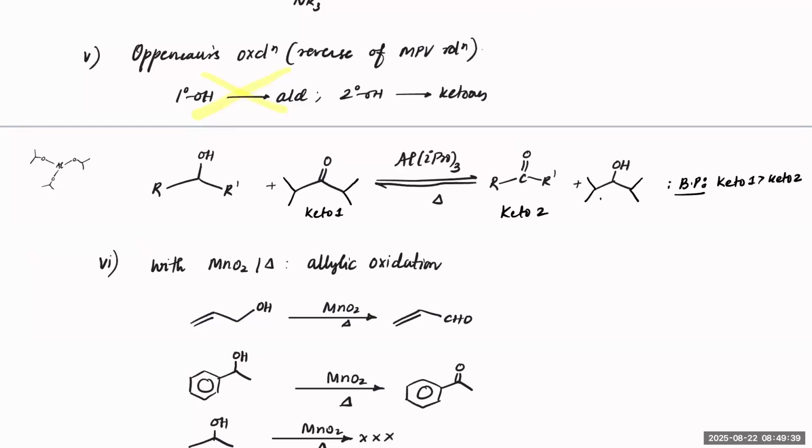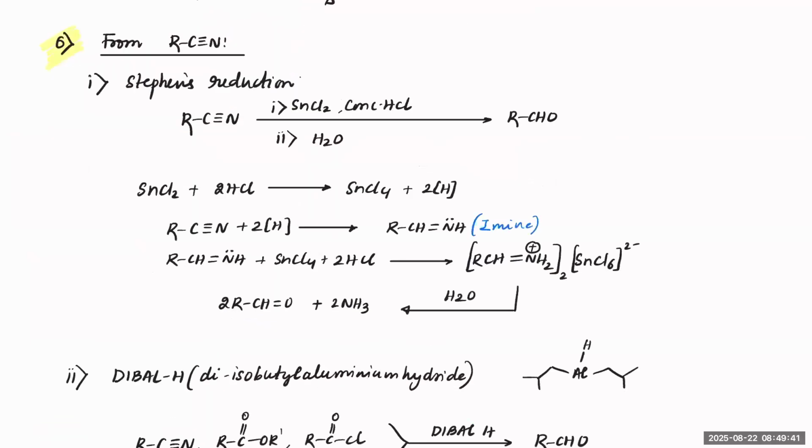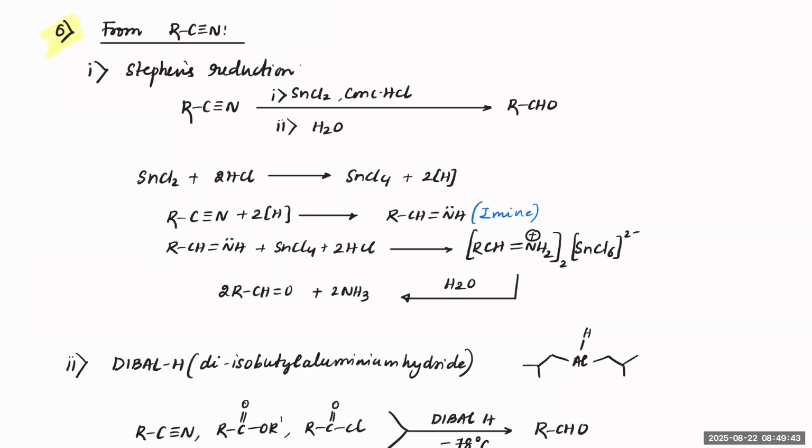right. The next reaction of aldehyde is Stephen's reduction. Stephen's reduction is making the cyanides convert into aldehydes. So how can we do that? You take tin chloride in concentrated HCl. So when you take it in concentrated HCl, it will become SnCl4, releases two nascent hydrogens. These two nascent hydrogens make an addition on this triple bond, convert into a double bond. And double bond is nothing but an imine form.